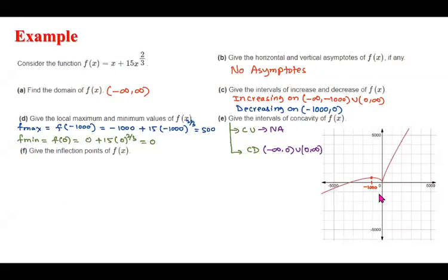But for this graph, there is no change in concavity. It is concave down here, then again concave down. So that means the inflection point is also not possible. There are no inflection points there.